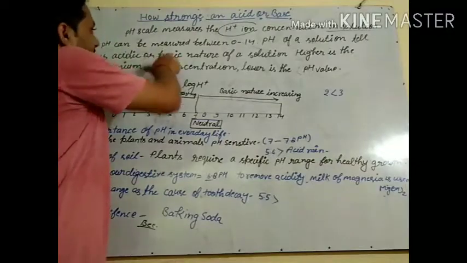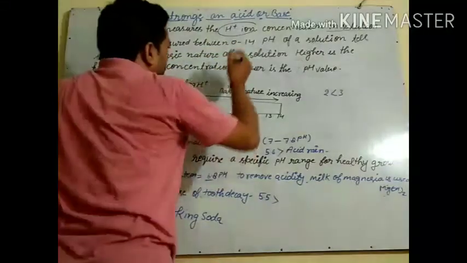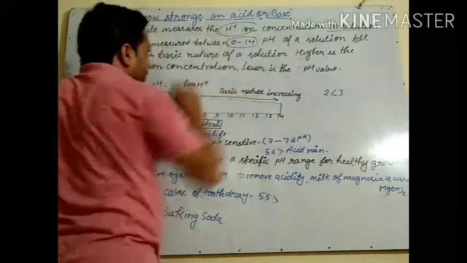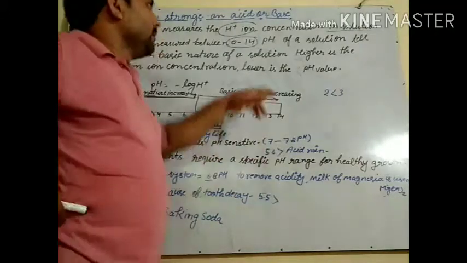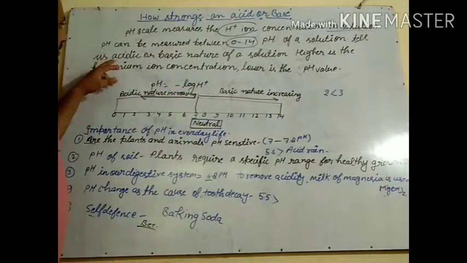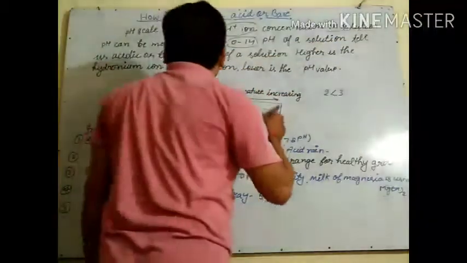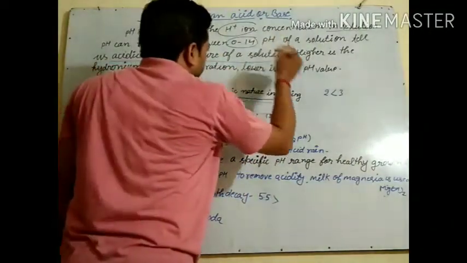pH can be measured between 0 to 14. So the pH value may be between 0 to 14. All the substances are categorized on this scale, whether they are acidic or basic. The pH of a solution tells us the acidic or basic nature of a solution.